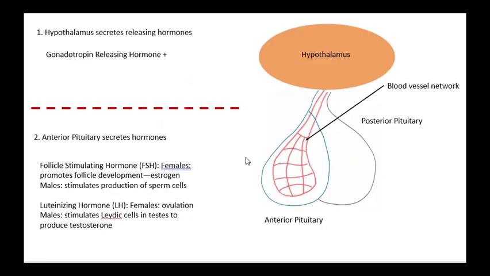All right, let's look at the sex hormones. There's gonadotropin-releasing hormone secreted by the hypothalamus. Since, again, there's only one releasing factor, this has a plus by it, so it promotes the release of follicle-stimulating hormone and luteinizing hormone. So FSH and LH have different roles in females and males. In females, FSH promotes follicle development and the secretion of estrogen. In males, it stimulates production of sperm cells. Luteinizing hormone in females promotes ovulation. In males, it stimulates the Leydig cells in the testes to produce testosterone.